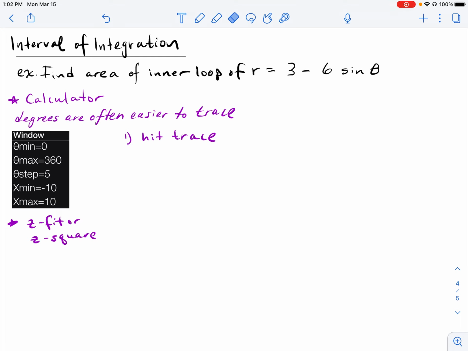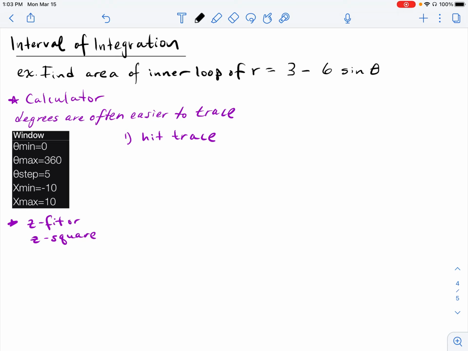And what that means is in your window, and I've screenshotted that here for you, you're going to need to adjust a couple of things. You want your graph to go from 0 to 360 degrees. You want your step to be 5 degrees. And what that just means is it's going to evaluate your polar function every 5 degrees. And I have just a tentative placement for our x min and our x max, but you can go ahead and adjust that as soon as you graph it by just hitting zoom square or zoom fit, whichever one works for you.